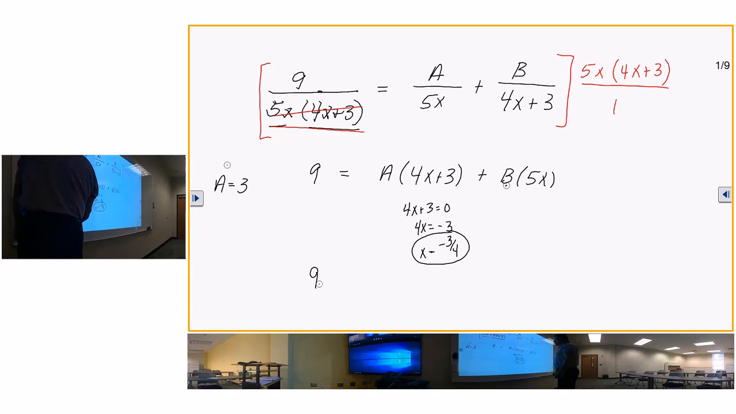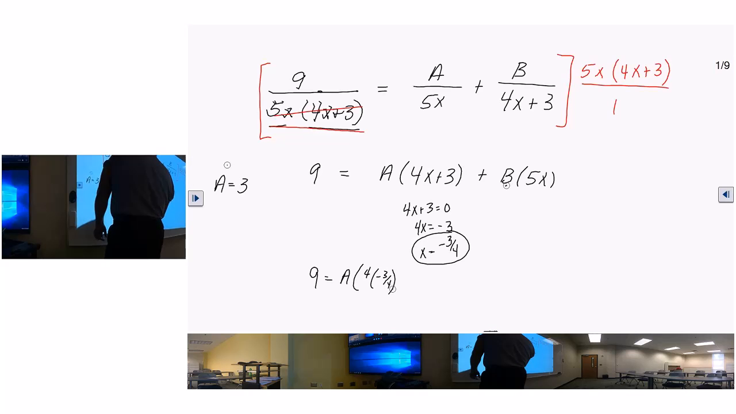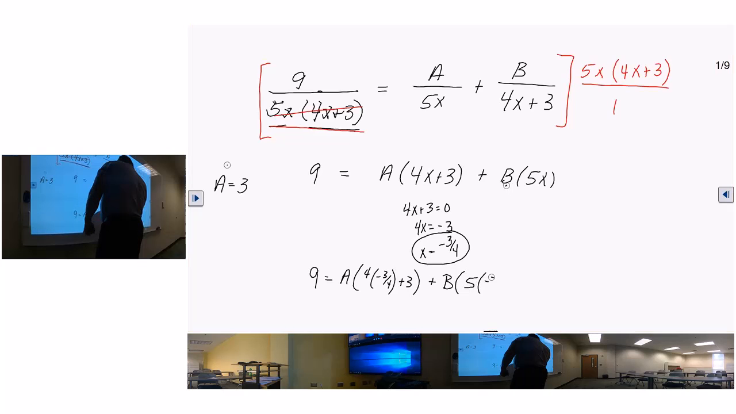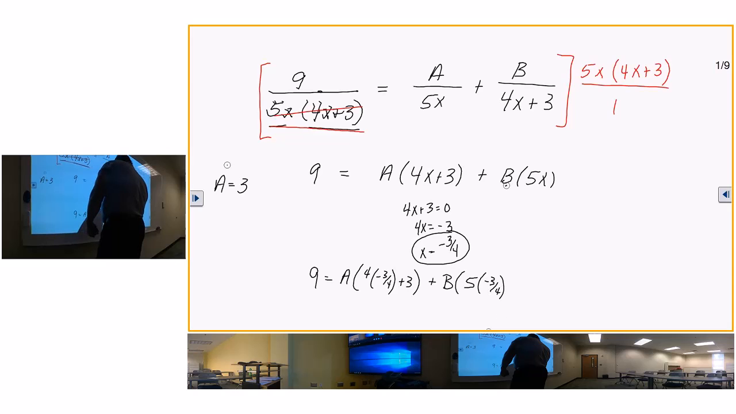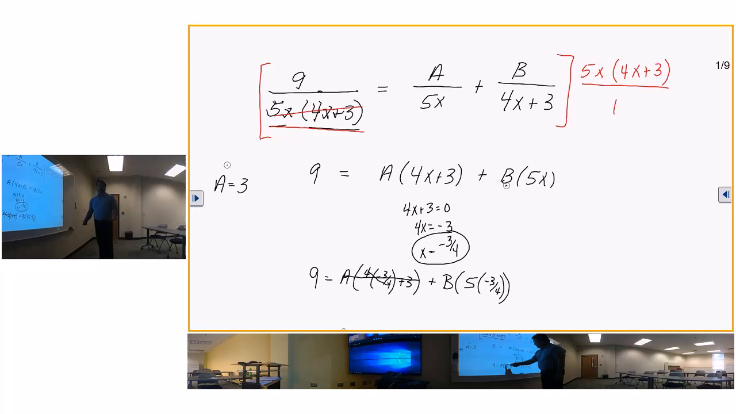So 9 is equal to A times 4 times negative 3/4 plus 3 plus B times 5 times negative 3/4. And of course, the 4's cancel here, and that leaves you with negative 3 plus 3, which is 0, times A. That term goes out. And that's what's supposed to happen.